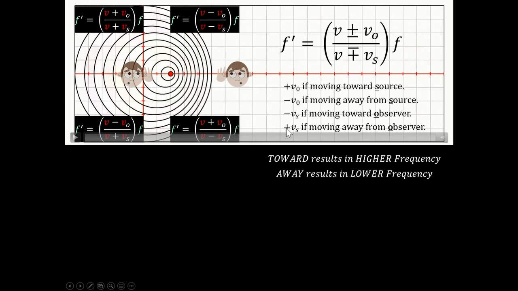We could memorize these conventions: positive velocity of the observer if it is moving toward the source, or negative if it's moving away from the source; negative velocity of the source if it's moving toward the observer, or positive if it's moving away from the observer. You're going to forget that, but if you just think of numerator getting bigger, this gets bigger. If the denominator gets bigger, this gets smaller. Okay.